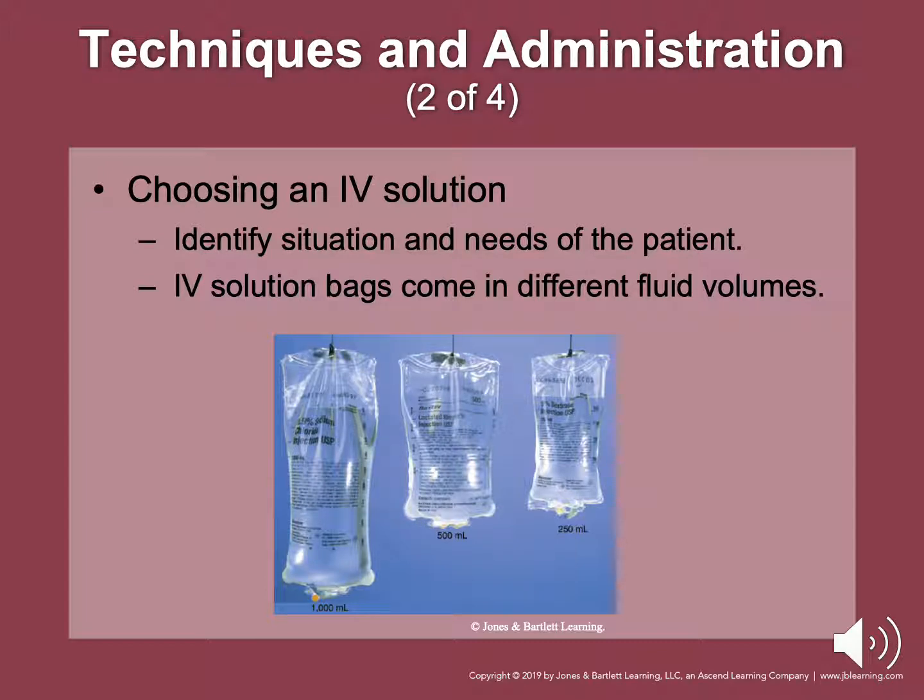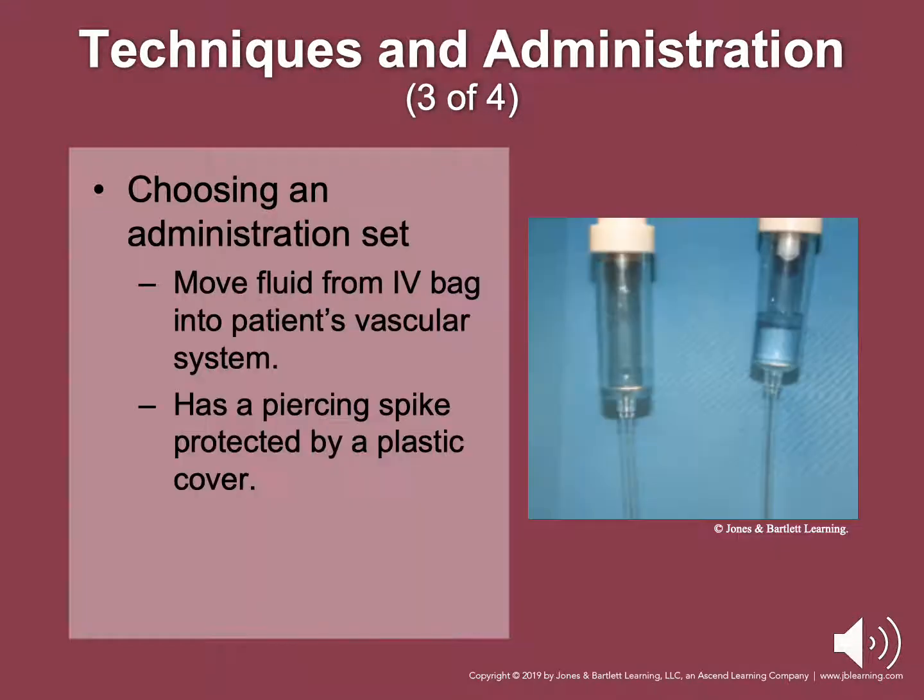Choosing administration step, move fluid from the IV bag into the patient's vascular system. So it has a piercing spike protected by a plastic cover. You don't show it here, but it's at the top. Different sizes for different situations and patients. Most drip sets have a number visible on the package. It indicates the number of drops it takes for 1 ml of fluid to pass through the orifice and into the drip chamber.